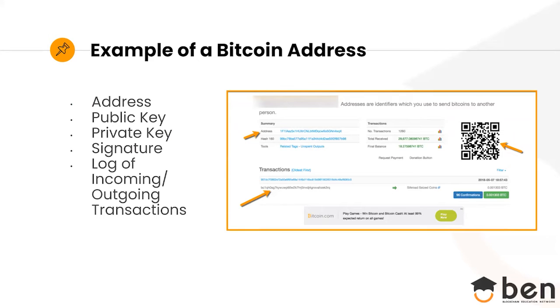Now we will take a look at a Bitcoin address. A Bitcoin address consists of two main parts, a public key and a private key. The public key is your outward-facing address. It is the address you see, and it is the address you can use to send Bitcoins to someone else, or the address someone else uses to send Bitcoins to you.